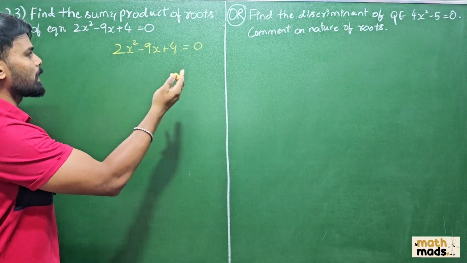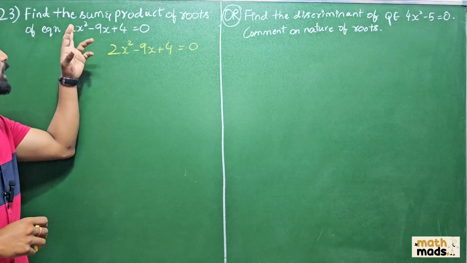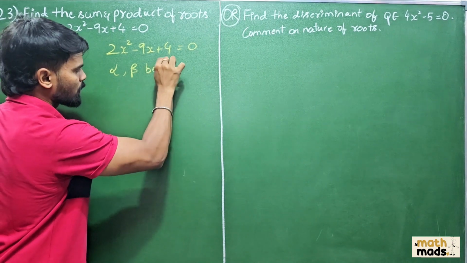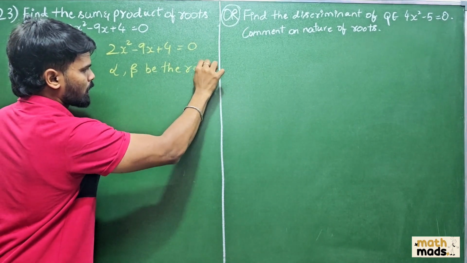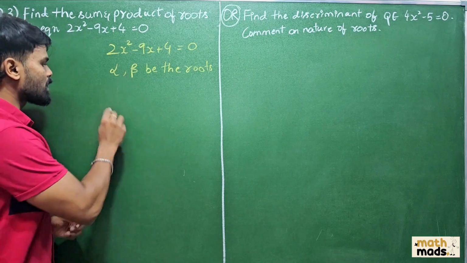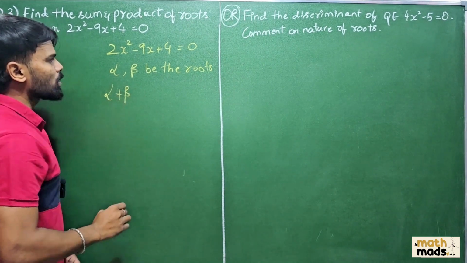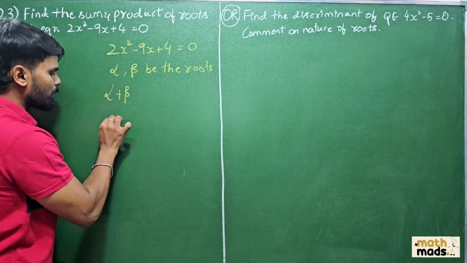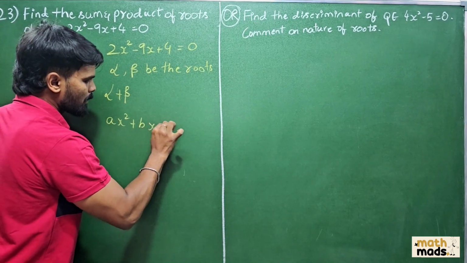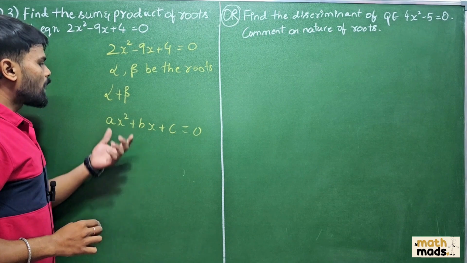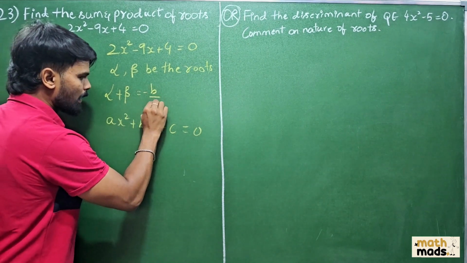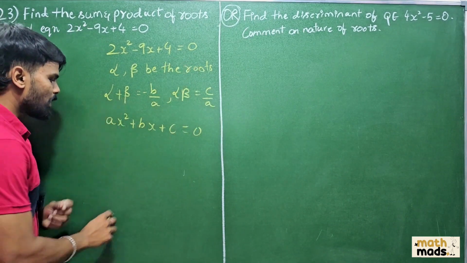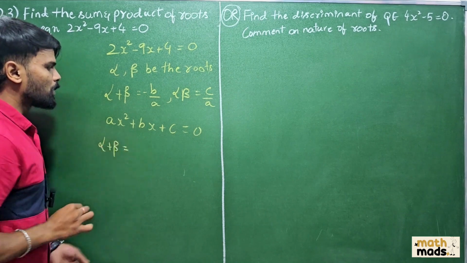Coming back, 2x square minus 9x plus 4 is equal to 0. Now, you want to find the sum and product of the roots. Let alpha and beta be the roots. For finding the sum of the roots, you should know the values of a and b. Remember? Now, let us compare this with the standard form, that is ax square plus bx plus c is equal to 0. Now, alpha plus beta is given by minus b by a and the product alpha beta is given by c by a. Correct?